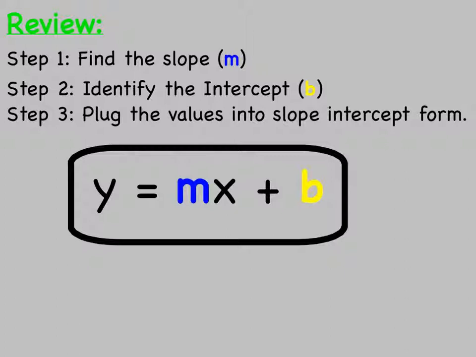Let's review the steps. Step 1, you need to find your slope. That's your m value. Step 2, you need to identify the y-intercept, or your b value. And step 3, you just need to plug them into your slope-intercept form, which is also y equals mx plus b.